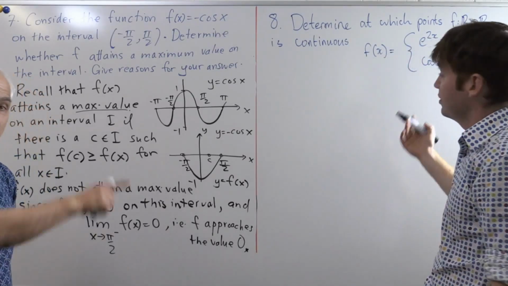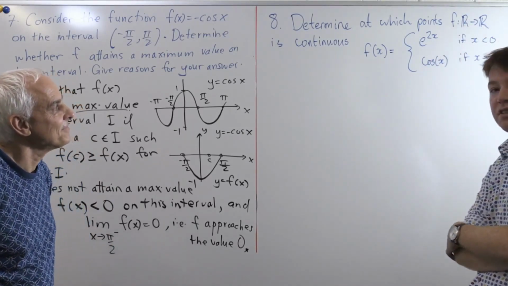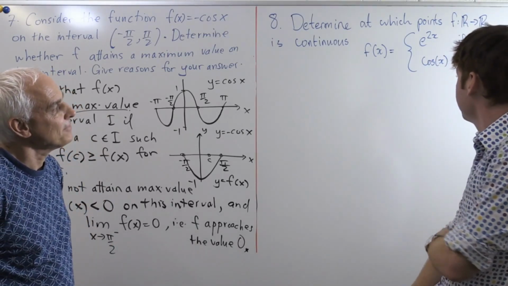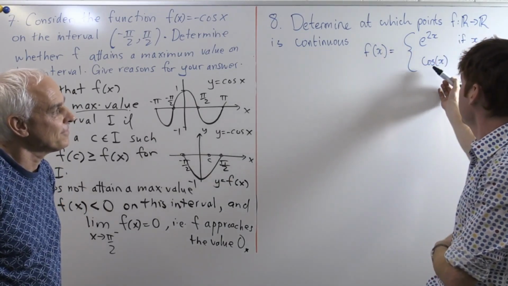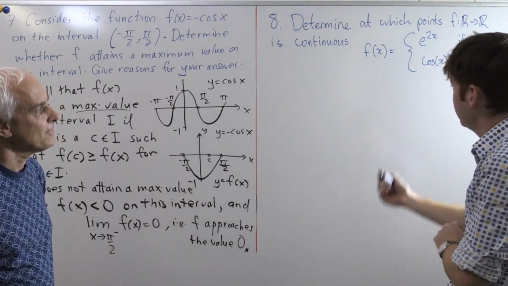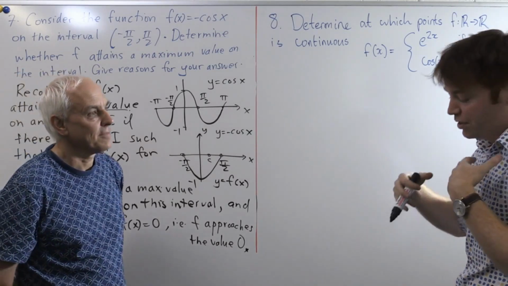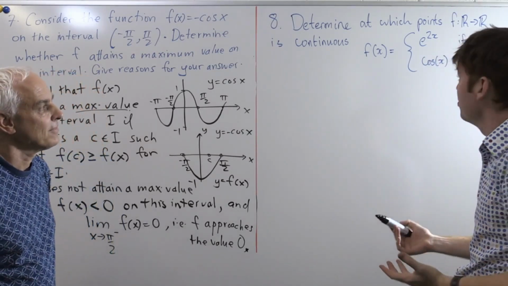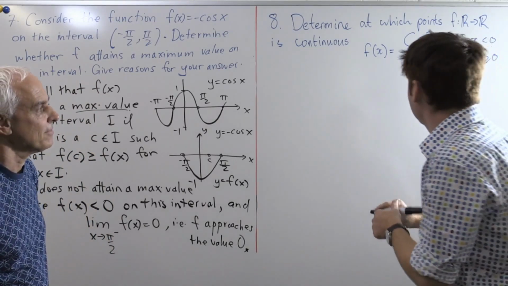Right. For our last question. Determine at which points this function is continuous. So this is a piecewise defined function. On the left-hand branch we have e to the 2x, and on the right-hand branch we have cos x. The good news is these functions you can just take as being continuous. So the function is automatically continuous at all x values except perhaps where they join. So let's just write that one down first.